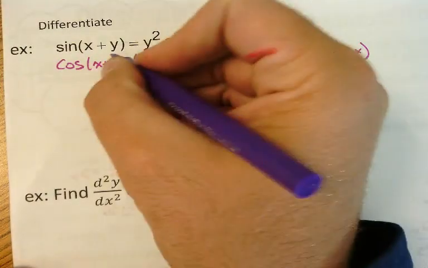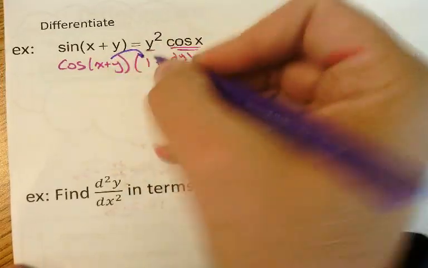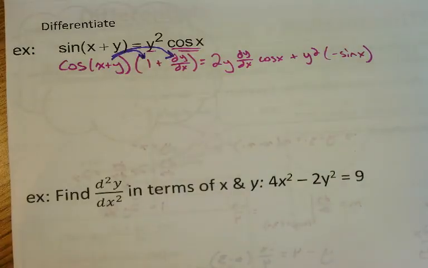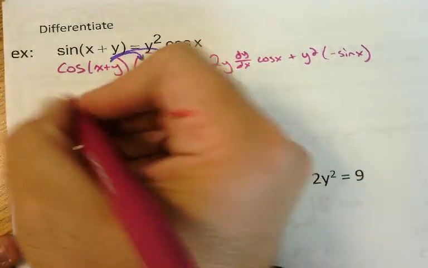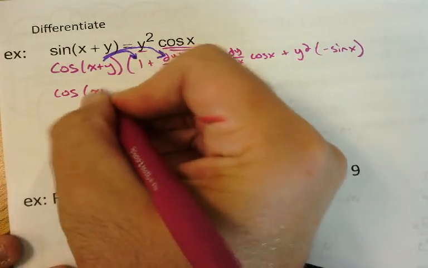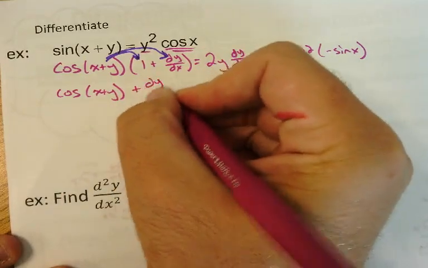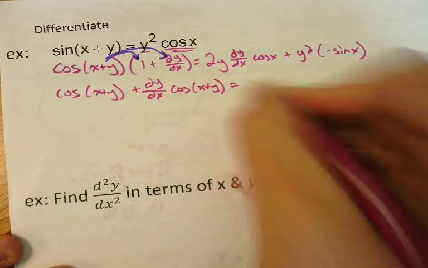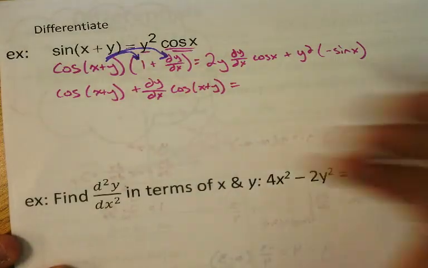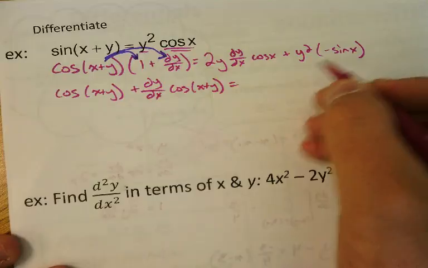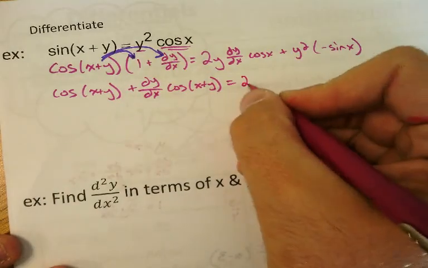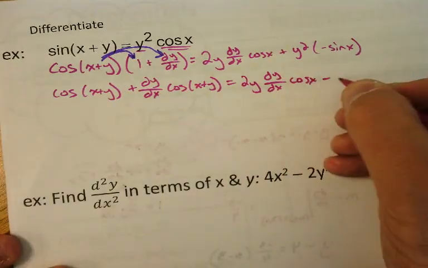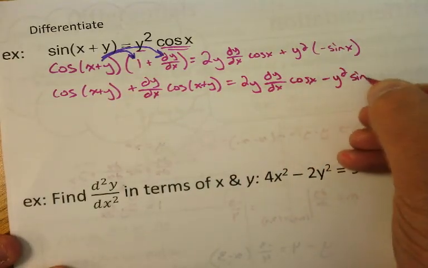So what I want to do here is distribute this cosine of x plus y so I can start to isolate this dy/dx. So distribute. I'm going to get cosine of x plus y plus dy/dx cosine of x plus y equals, the right-hand side is pretty much going to stay the same. I'm going to move that negative sign out in front. So I'm going to get 2y dy/dx cosine x minus y squared sine of x.